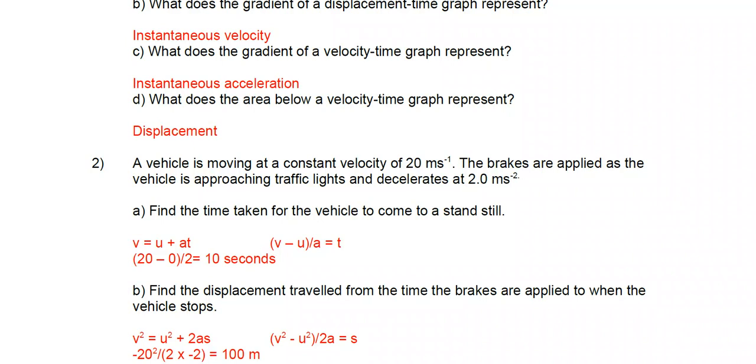Number 2. A vehicle is moving at a constant velocity of 20 meters per second. The brakes are applied as the vehicle is approaching traffic lights and decelerates at 2 meters per second squared. Find the time taken for the vehicle to come to a standstill.